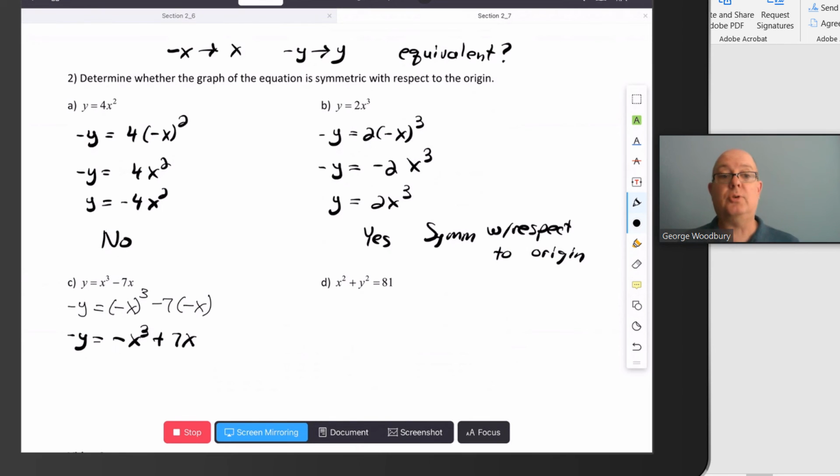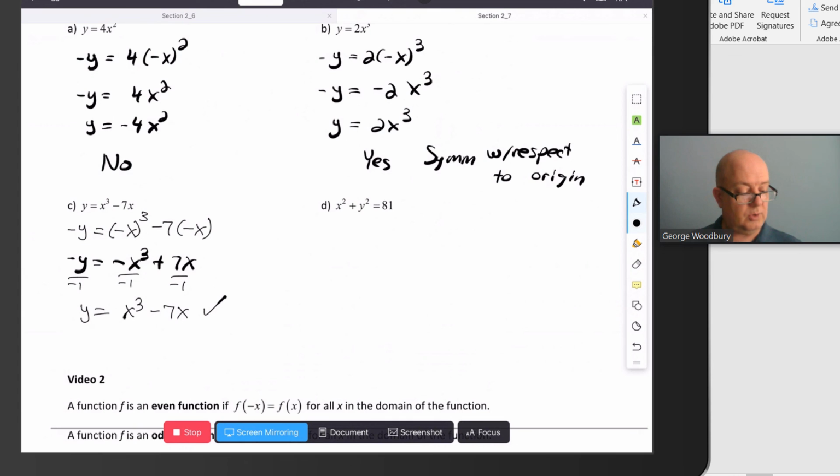Is this the same as the original equation? Well, the best way to see that is dividing through by negative 1 so that at least the left side is the same as what we had. Right? That's going to be positive y equals negative x cubed divided by negative 1 is x cubed. 7x divided by negative 1, that's negative 7x. That is what we started with. So this one is symmetric with respect to the origin.